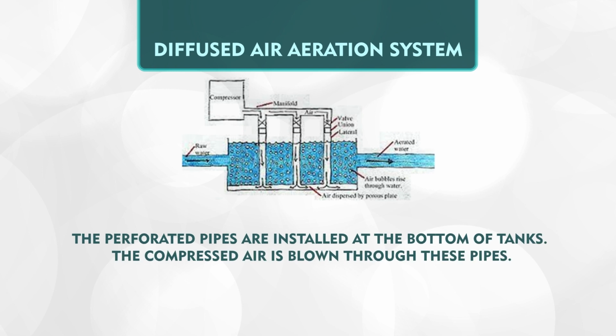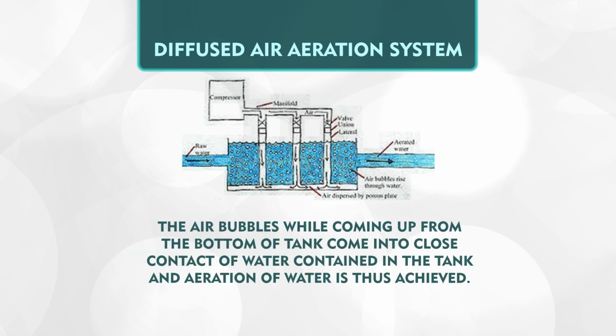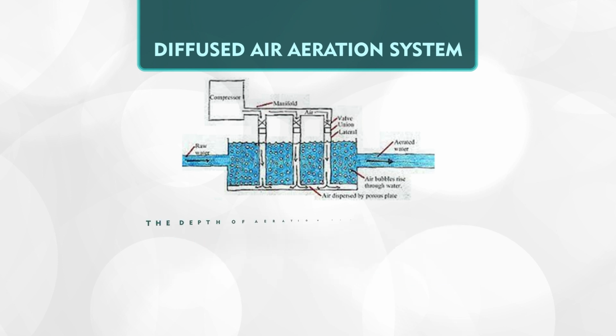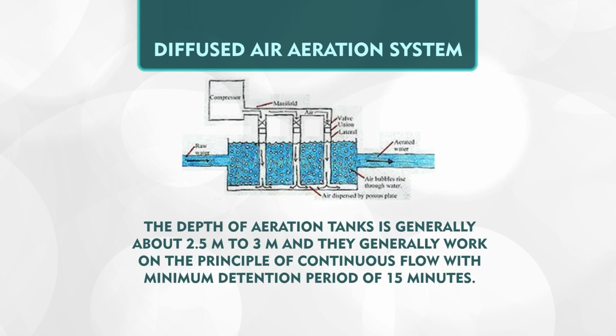Diffused air aeration system. Perforated pipes are installed at the bottom of the tank. Compressed air is blown through these pipes. The air bubbles, while coming up from the bottom of the tank, come into close contact with the water contained in the tank, and aeration of water is thus achieved. The depth of aeration tanks is generally about 2.5 meters to 3 meters, and they generally work on the principle of continuous flow with a minimum detention period of 15 minutes.